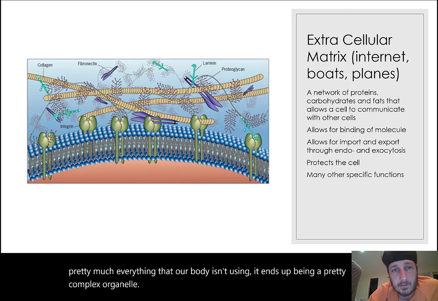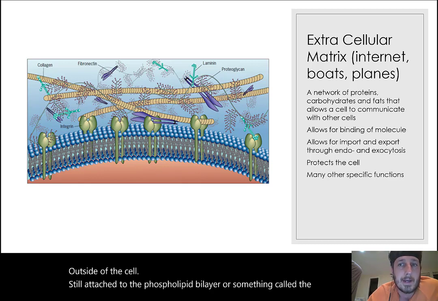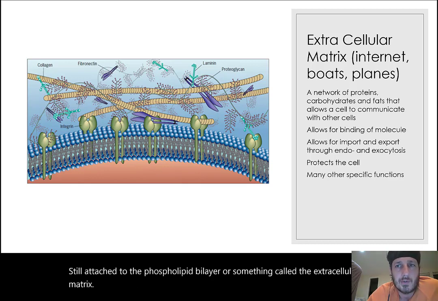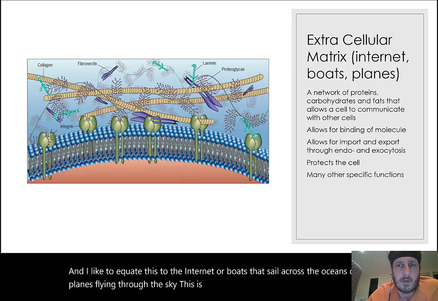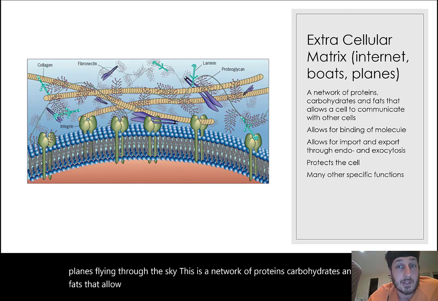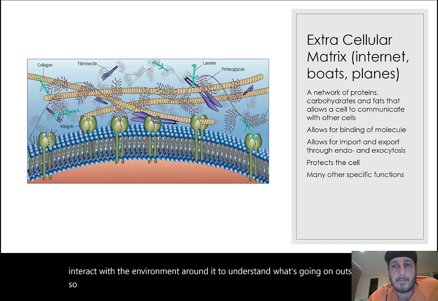Outside of the cell, still attached to the phospholipid bilayer, is something called the extracellular matrix. And I like to equate this to the internet or boats that sail across the oceans or planes flying through the sky. This is a network of proteins, carbohydrates, and fats that allow the cell to communicate with other cells. It allows the cells to interact with the environment around it, to understand what's going on outside so that it can react on the inside.